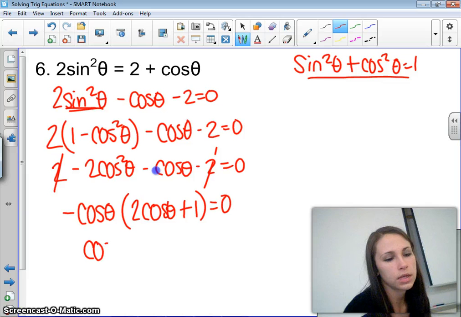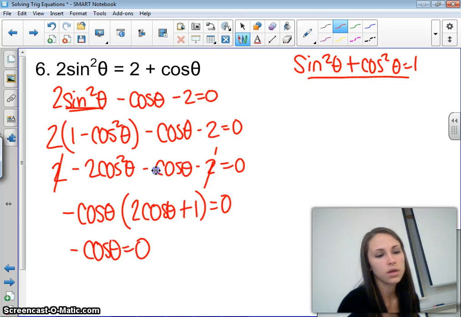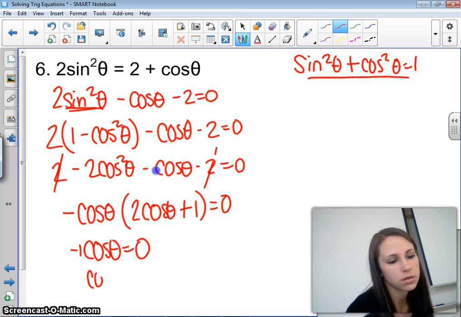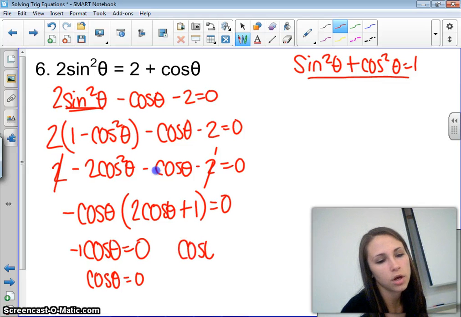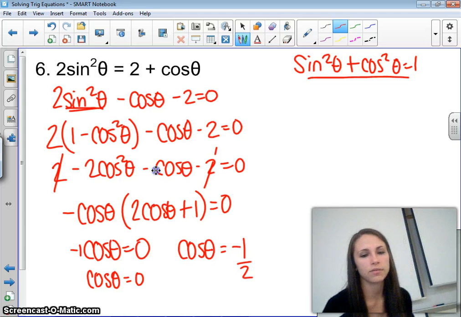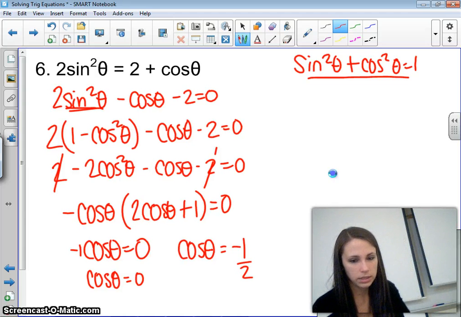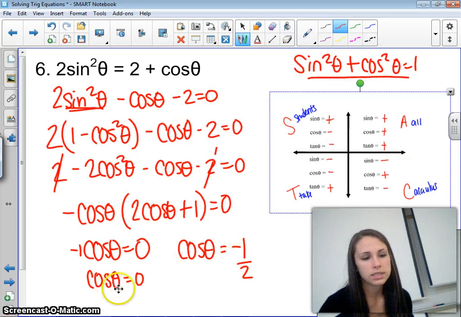And so then cosine equals 0, or negative cosine equals 0. That's just like a negative 1 that I can divide off. And so I would still get cosine equals 0. And then this is going to give me cosine equals negative 1/2 when I divide by 2. And so I'm going to paste this little thing up here. Alright, so cosine is 0.